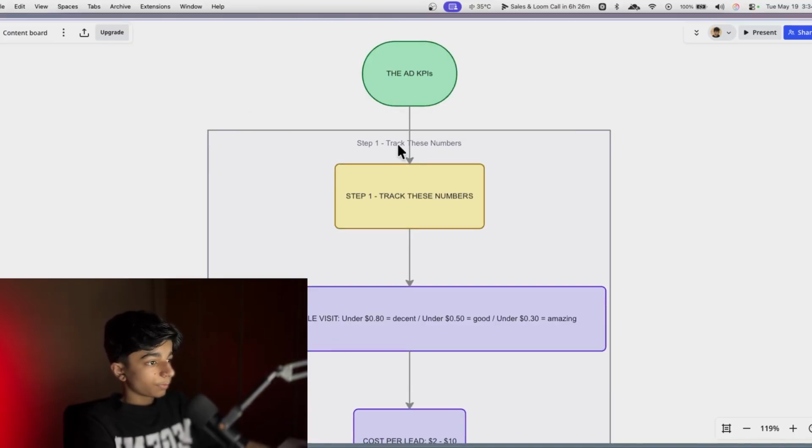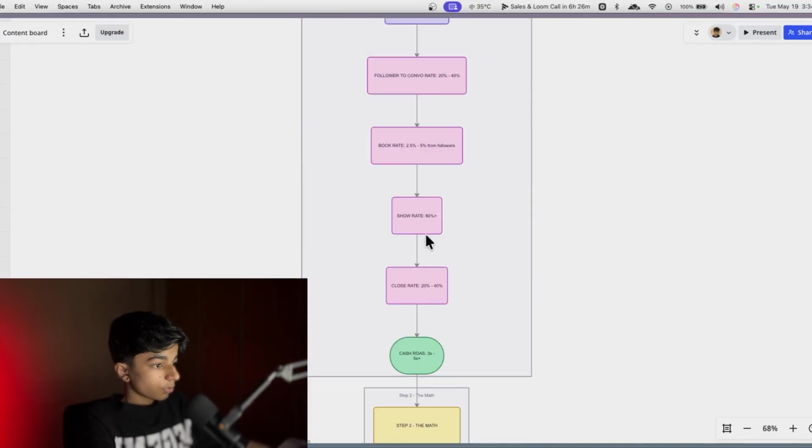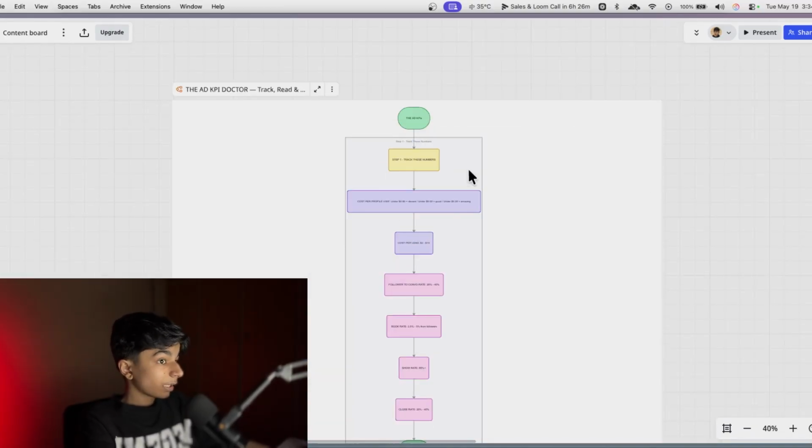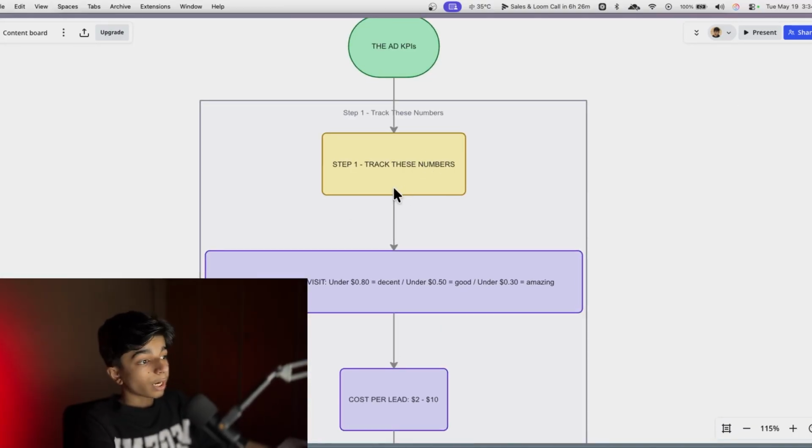There are three main steps. Step 1, track all these numbers. Step 2, the math, and then step 3, scale or kill. I'll go over everything one by one. Step 1, we need to track all these numbers.